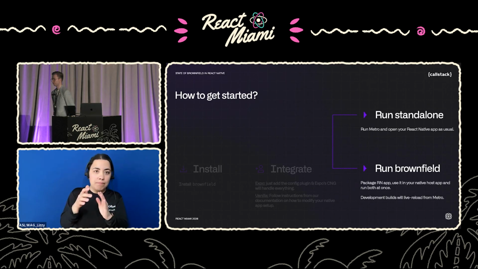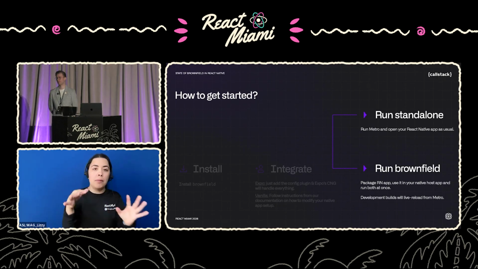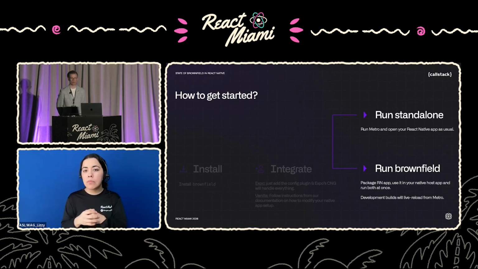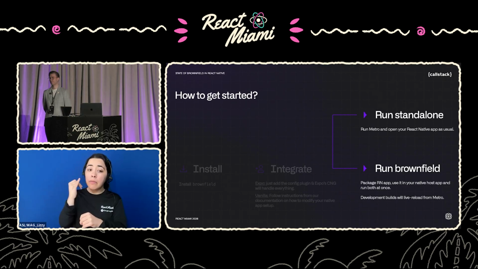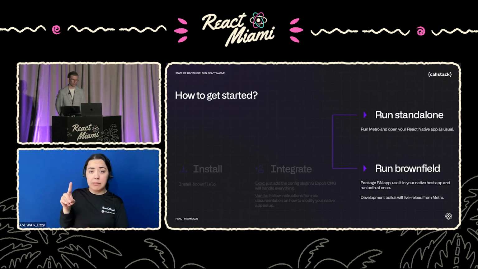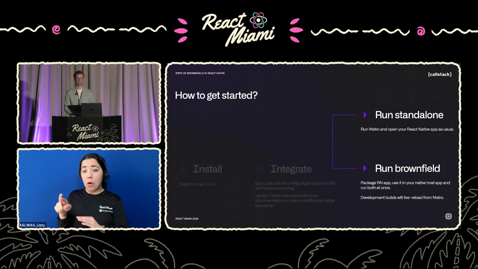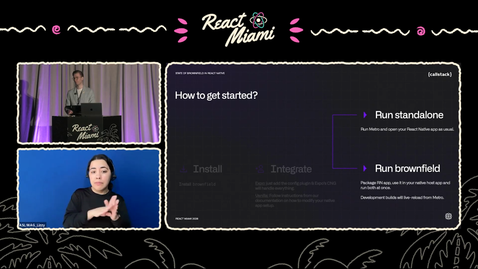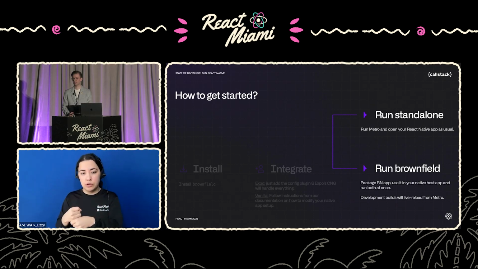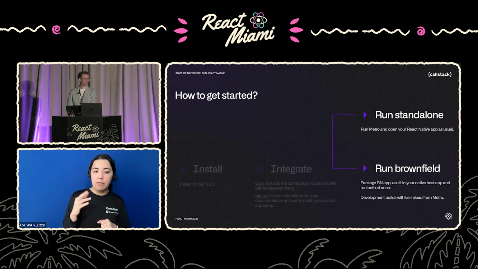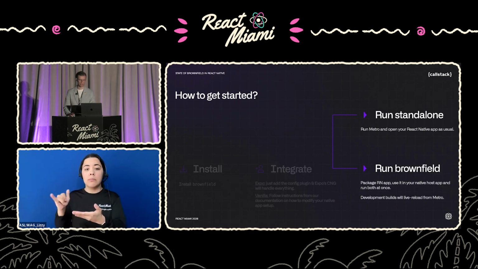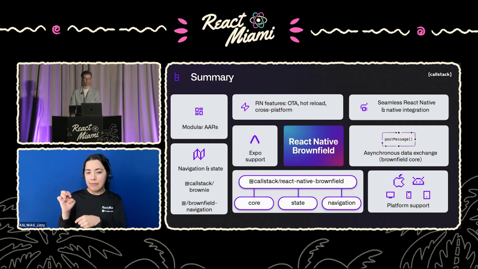And how do I use it? You have all the options on the table, basically. You can run the app as you would normally do if this wasn't Brownfield, so a standalone React Native application with Metro, etc. Or you can package it and run the native host application, both in development mode and in production. In development mode, you will still have the hot reload from Metro inside the native host app, or you can do it in production where the bundle is packaged with the native artifacts of your app library.